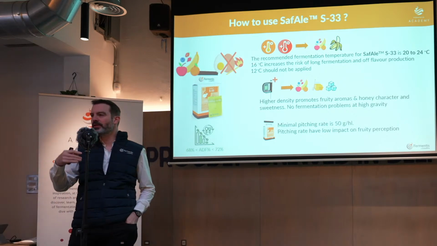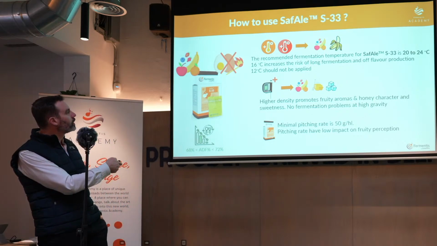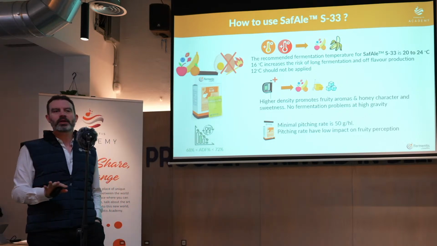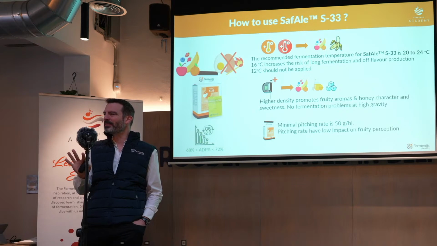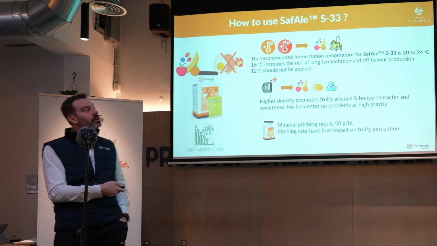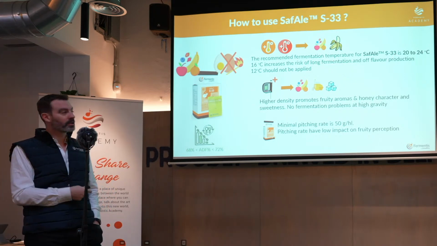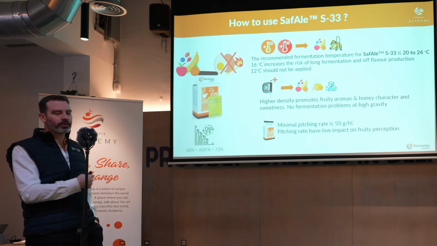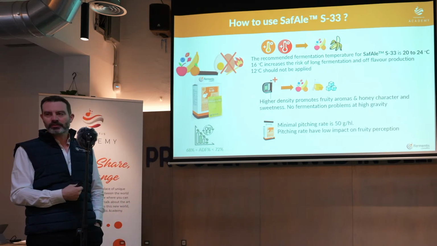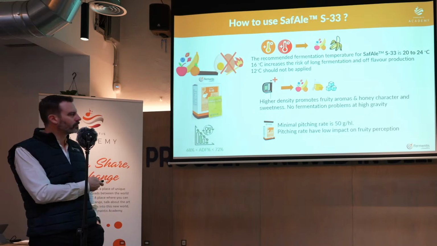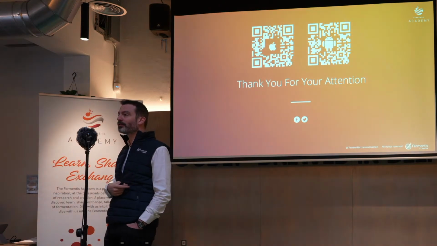16 degrees Celsius increases the possibility of having a long fermentation. That's what we saw in the results I can show you. And 12 degrees, you should just forget it, okay? In some cases, 16 to 18 degrees Celsius might be an option, but I'm much more comfortable going at a higher temperature: you go faster, and then you have fewer problems, less diacetyl and DMS, etc. Higher extract promotes a lot of fruitiness, complexity, and sweetness of the beer, and the minimum pitch rate is really 50 grams per hectoliter. If you go lower, you might go into problems.